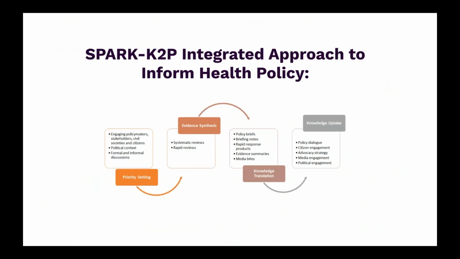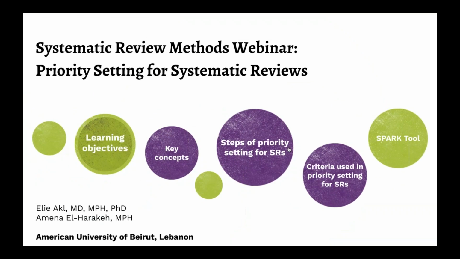Okay, so to move on, I guess we've covered... So to go back and have a quick look, we've covered the key concepts. We talked about the steps of priority setting for systematic reviews. You have to think of this as kind of your protocol: what should I do in step number 1, step number 2, step number 3?